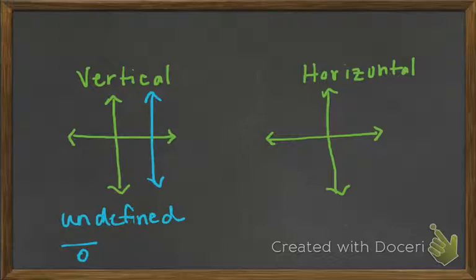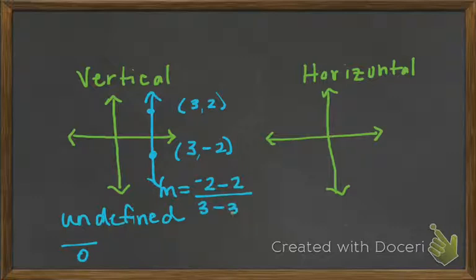To prove my point, let me give you 2 points on this line. We have the point, we're going to say this is 3, 2. Let's use this point. Again, it's going to be 3, but this time, let's say it's negative 2. Go through and use your formula. We're going to say the slope equals y2 minus y1 over x2 minus x1. So we have negative 4 over 0. That's undefined because we cannot divide by 0.